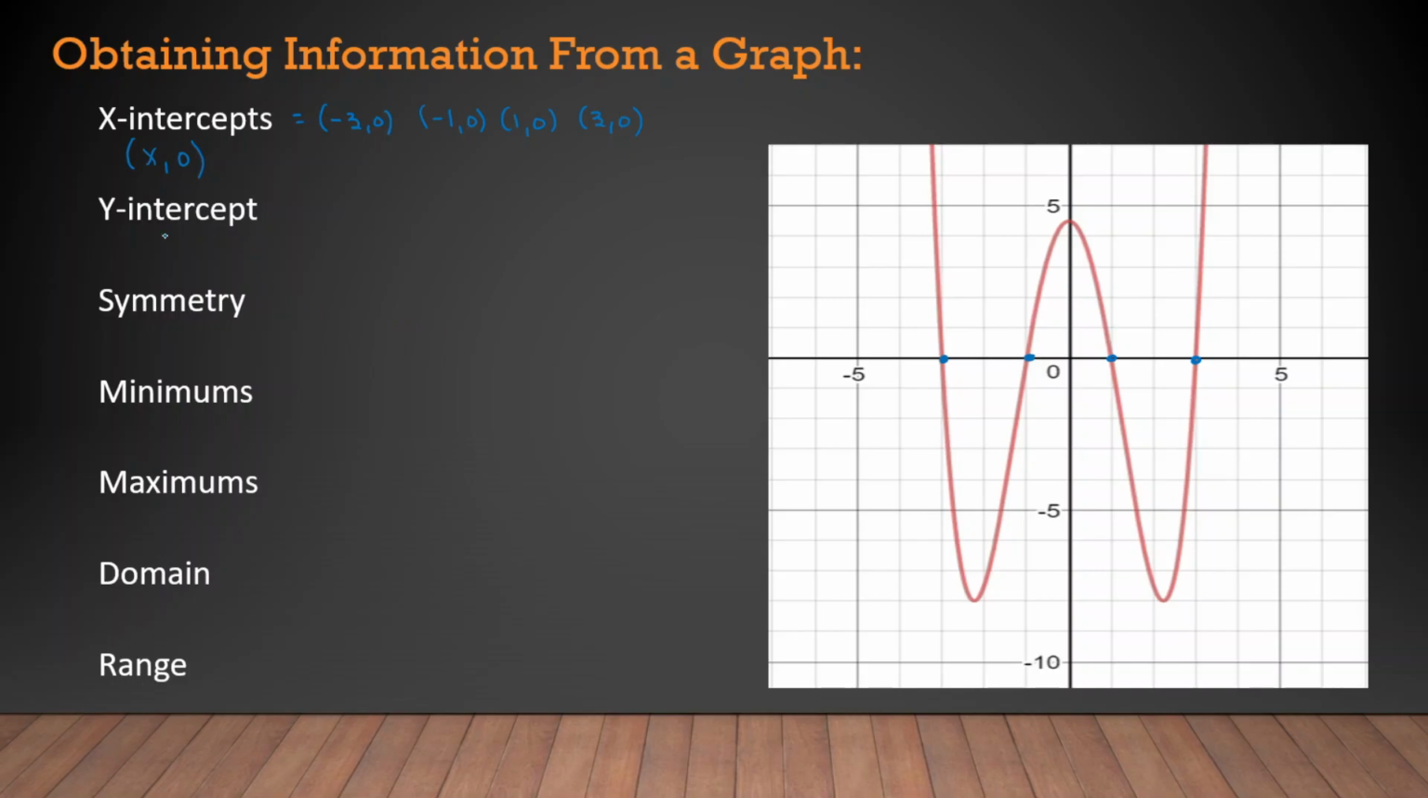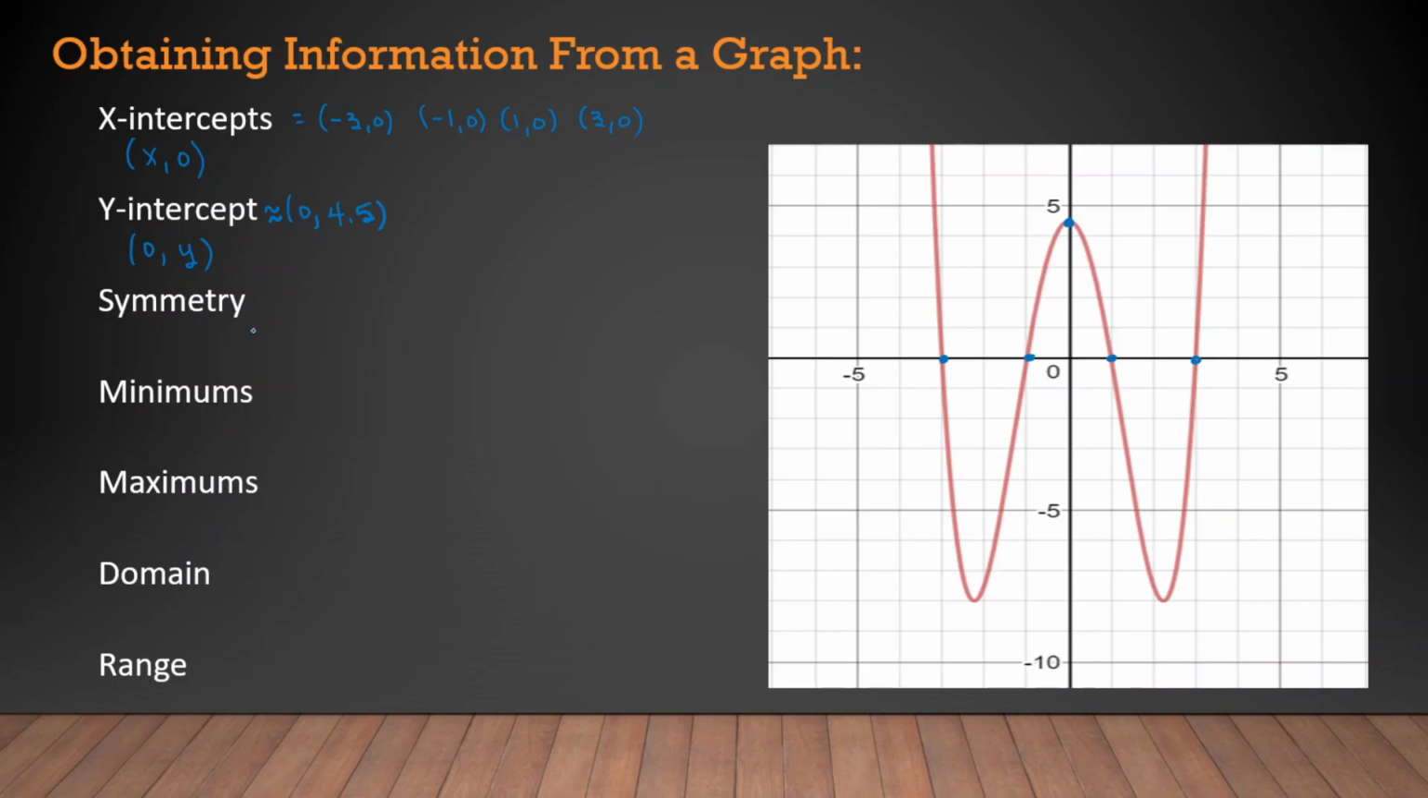Now the y-intercept is where it intersects the y-axis. Now if it's a function, it's only going to have one of these, because for every x, I can only get one y. So when x is 0, I can only get one y value. For this function, that looks like it's about right here. So I'll estimate that, and we'll say it's at 0, 4.5. Okay, that's an estimate.